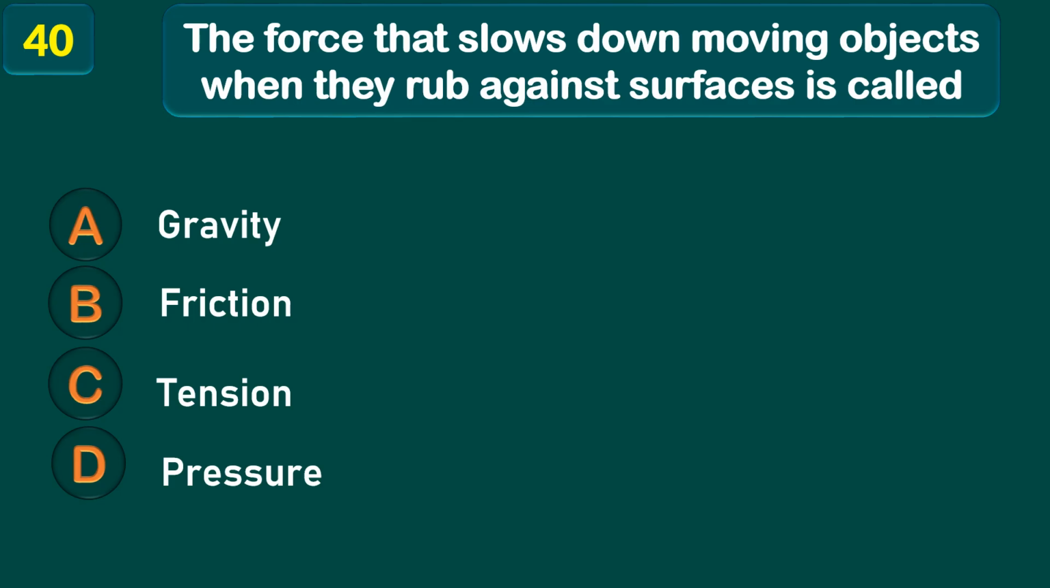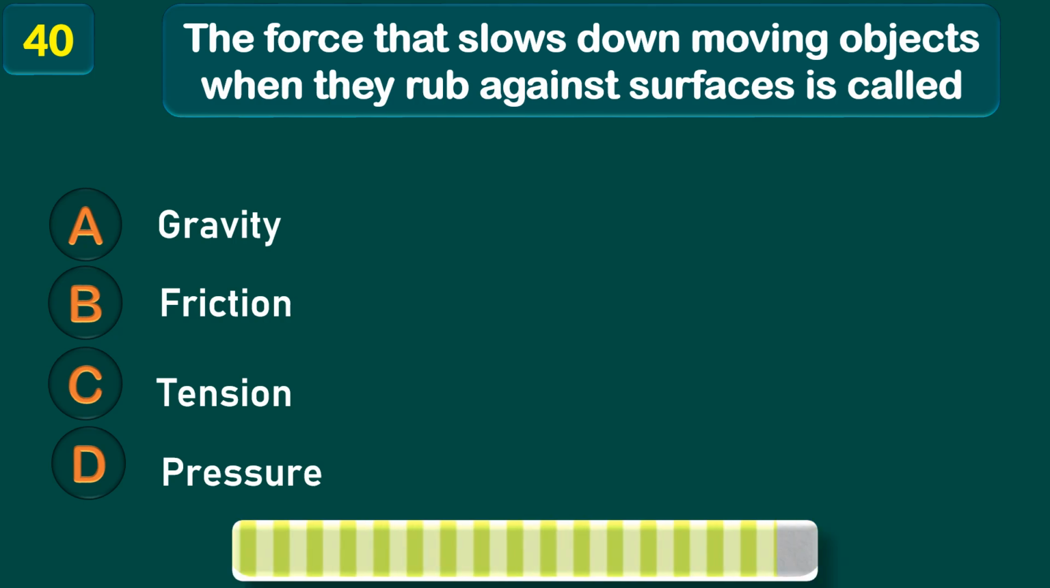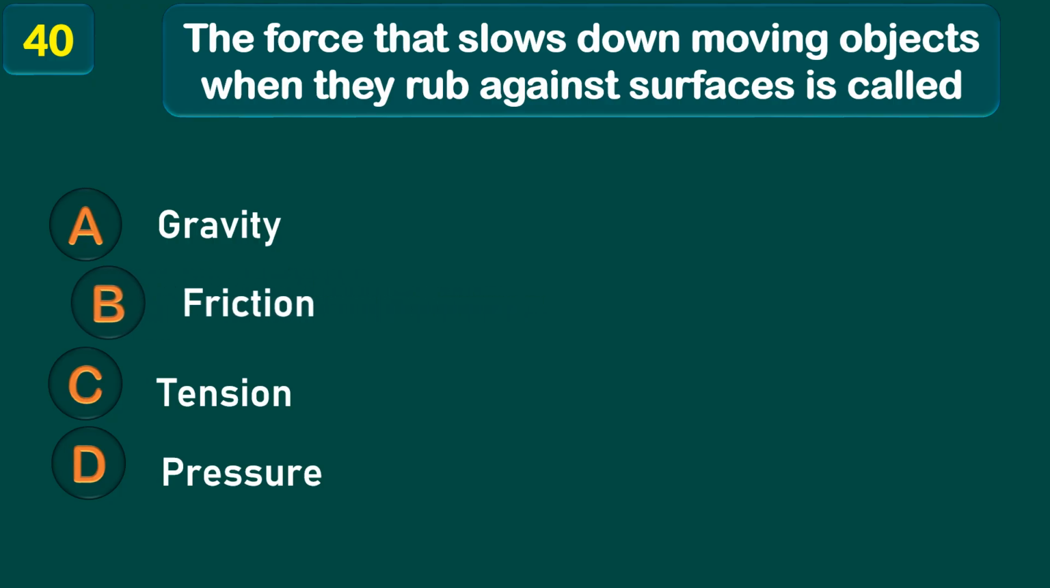The force that slows down moving objects when they rub against surfaces is called A. Gravity, B. Friction, C. Tension, D. Pressure. Answer: B. Friction.